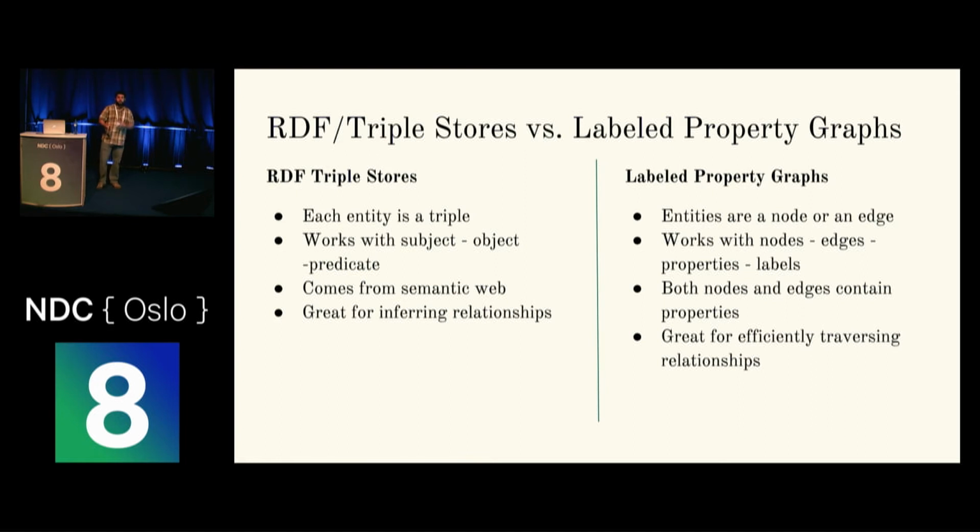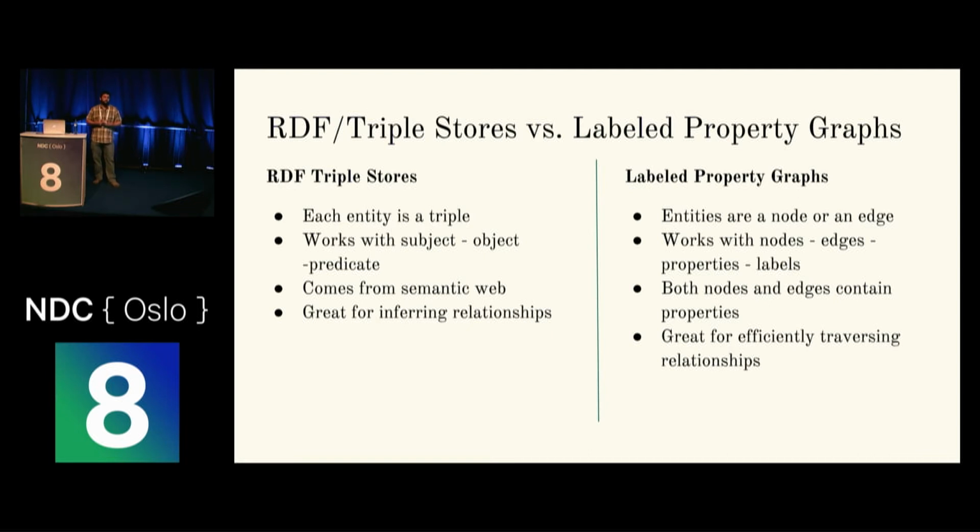On the other side, you have labeled property model graphs. Labeled property model graphs work on two different types of entities: nodes and edges. They also have properties that can be associated with either nodes or edges, and this concept of a label. A label is associated with a node or an edge to give it a type. So it's kind of like a schema thing, where you're able to assign nodes of specific types with specific properties.